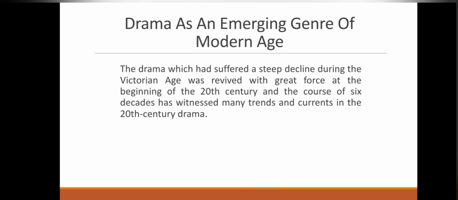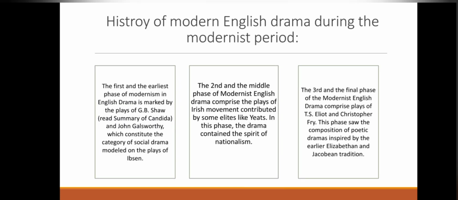the beginning of the 20th century, and the course of 6 decades had witnessed many trends and currents in the 20th century drama. I have already told you that in the Victorian age drama was a little bit improved, not declined. But in the Victorian age too, people were moving from rural to urban areas and they also didn't have enough time to watch the drama. But yes, in theaters there were a lot of innovations, but drama re-emerged in the modern age.